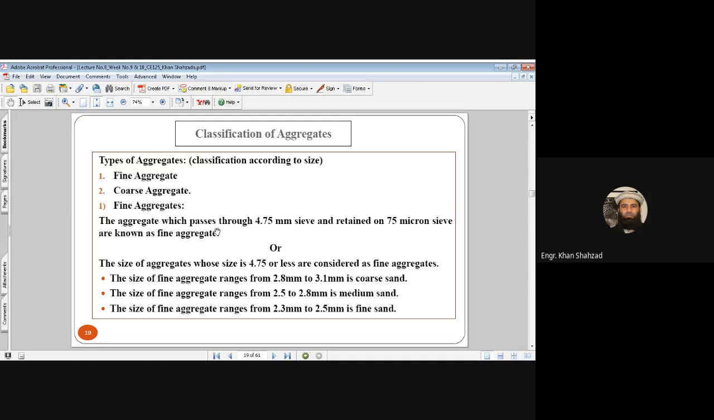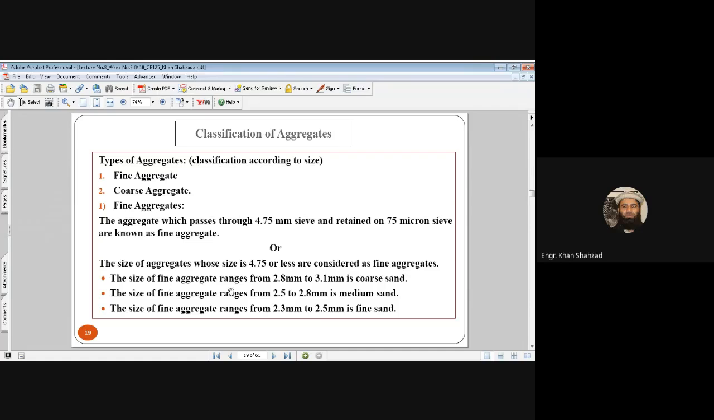So I hope everybody will remember this. Those aggregates which pass through sieve number 4, or 4.75 millimeter sieve, and are retained on sieve number 200, or 75 micron sieve, are known as fine aggregate. Or you can define it in this way as well: when the size of the aggregate is 4.75 millimeter or less, then we call it fine aggregate.